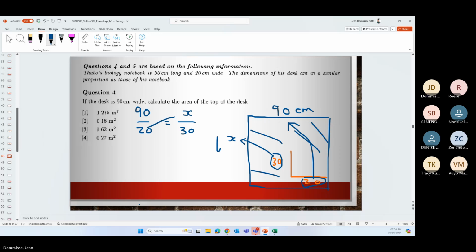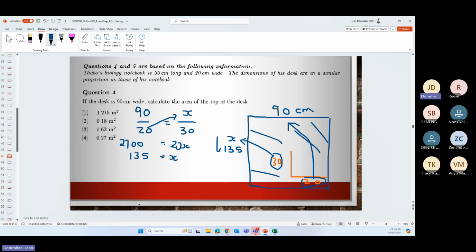So we've got that. So then let's do a formula on it. 20 across, so 20 times x. And the other side is 90 times 50, so 90 times 50. So we get that 20x is equal to 2,700. So x is equal to 2,700 divided by 20, which is 135. So we know that the length of this desk is 135.